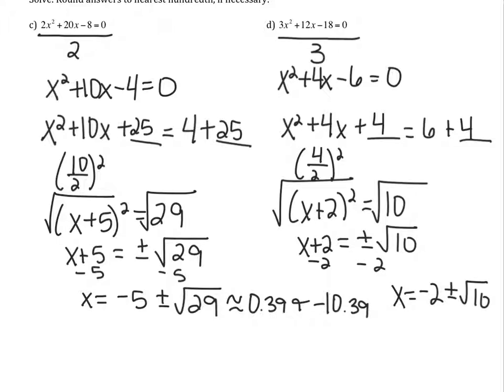So my approximations would be about 1.16 and -5.16. So again, what this means in both cases is that if we were to actually graph these two equations, the parabolas would have hit the x-axis at these 2 points for part C and these 2 points for part D. That's it for this section.